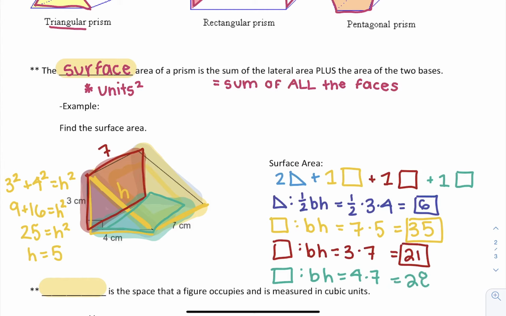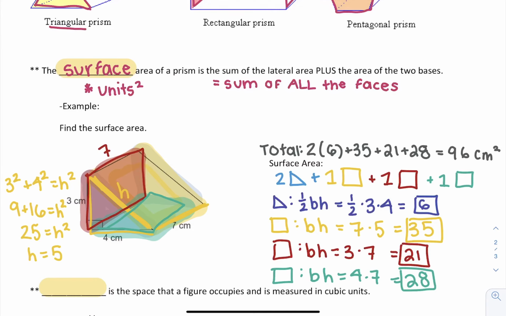Last up, we have to add up the total. Our total is the 2 triangles plus all of our rectangles, and we find that it is 96 units squared, which is centimeters squared. So there is our total surface area.